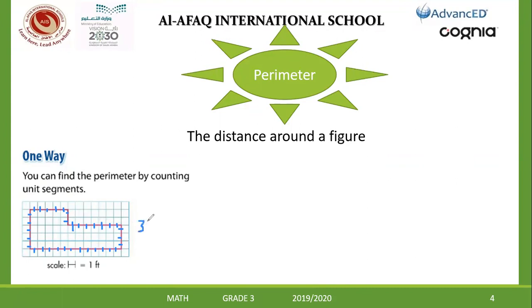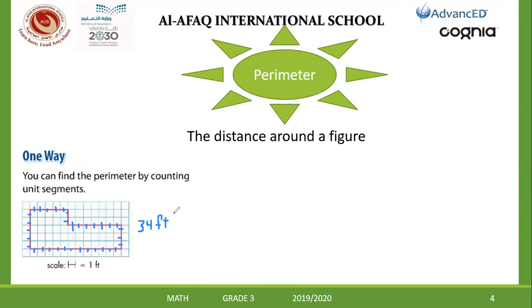And what about the unit for this perimeter? Take the unit from the scale here. It tells me each one unit segment is equal to 1 foot. So here there are 34 feet.